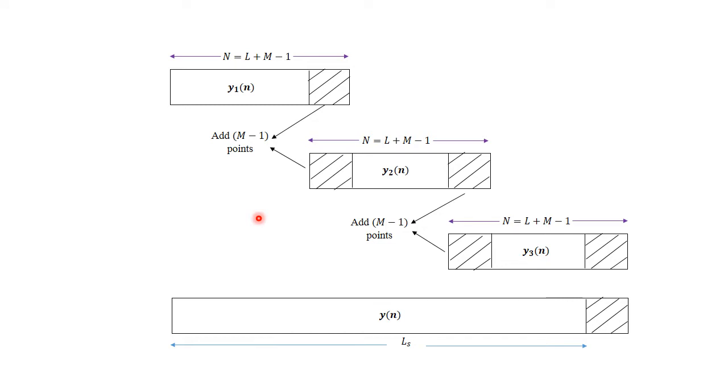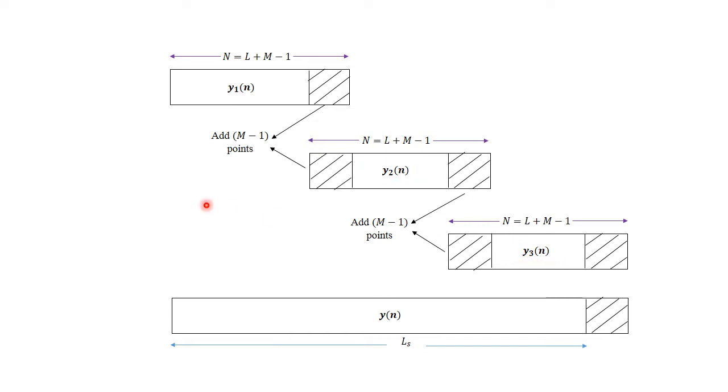Now at the output side, after performing the convolution, we are going to have three sequences, y1 of n, y2 of n and y3 of n. For the sake of example, here I am going to consider that the long sequence x of n has been divided into three parts. There is no rule that it must be only three parts. After convolution also we are going to get three outputs, y1 of n, y2 of n, then y3 of n.